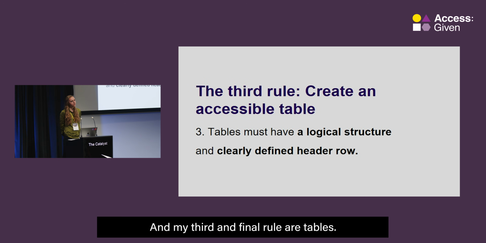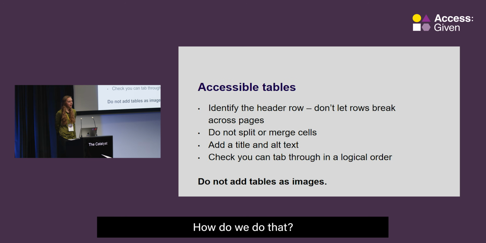And my third and final rule is tables. Tables must have a logical order and they must be clearly defined in their structure. It's really important we make sure our tables are accessible. How do we do that? There are some simple things you can do with tables just to make sure you're making them accessible.